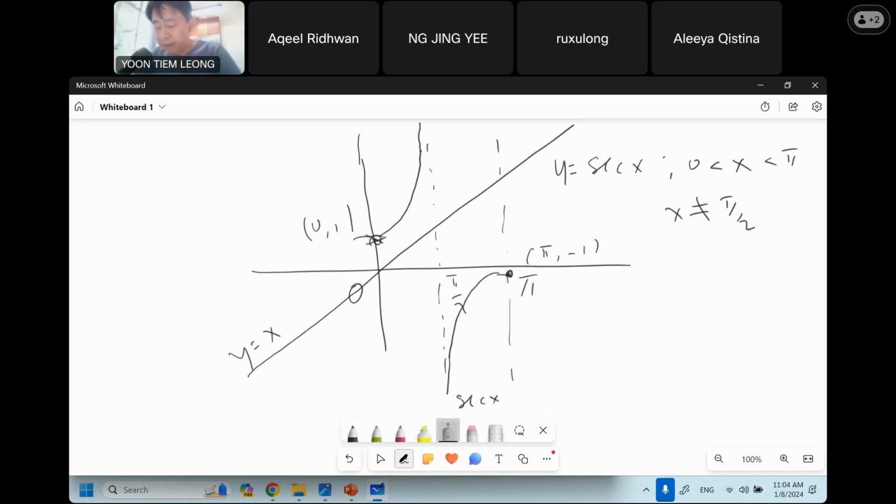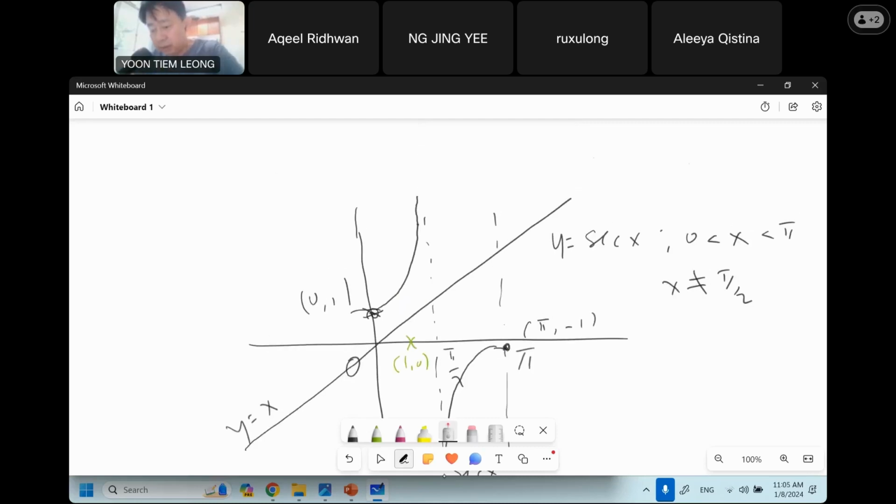Upon the reflections, you expect that this point to be reflected somewhere here. So it will be reflected into here, which is (1, 0). So you jot down this point, and the reflection of it must go to (1, 0). This point at (pi, -1) will be reflected into a point of (-1, pi). So (-1, pi) would be somewhere here.